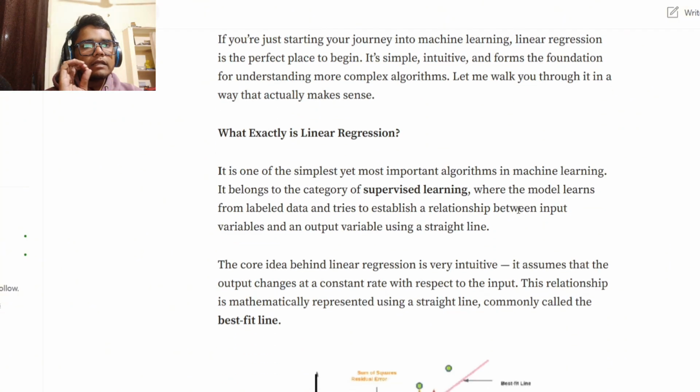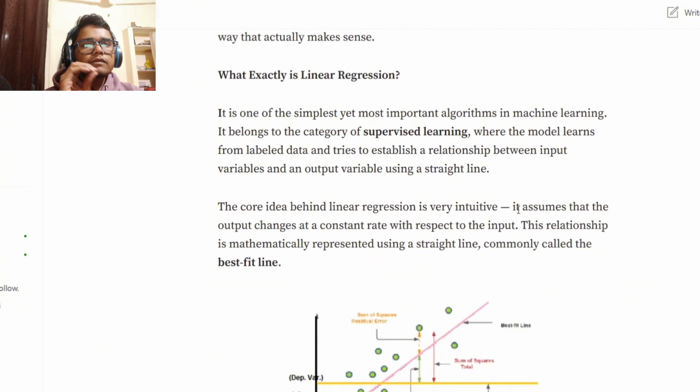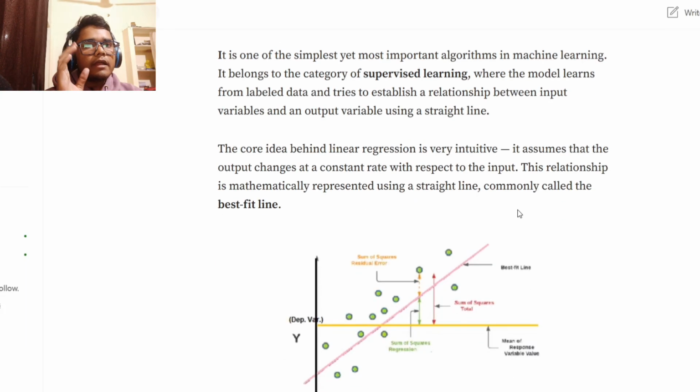What exactly is linear regression? It is one of the simplest yet most important algorithms in machine learning. It belongs to the category of supervised learning, where the model learns from labeled data and tries to establish a relationship between an input variable and an output variable using a straight line.